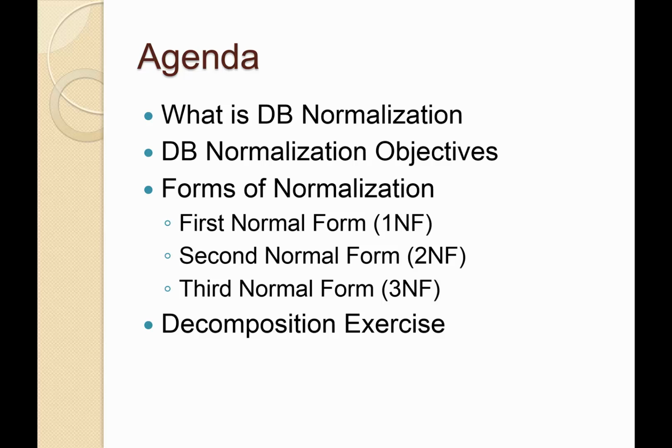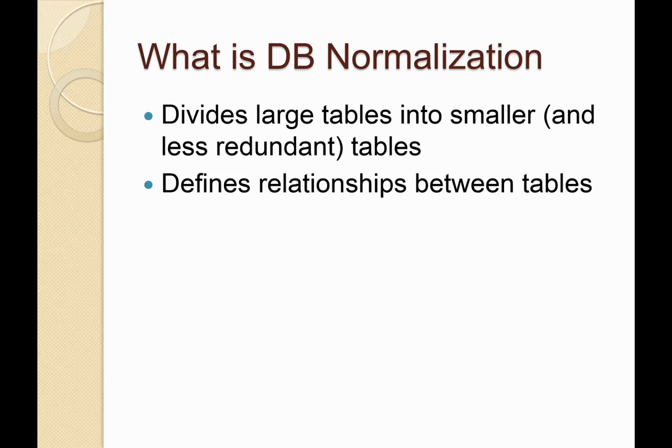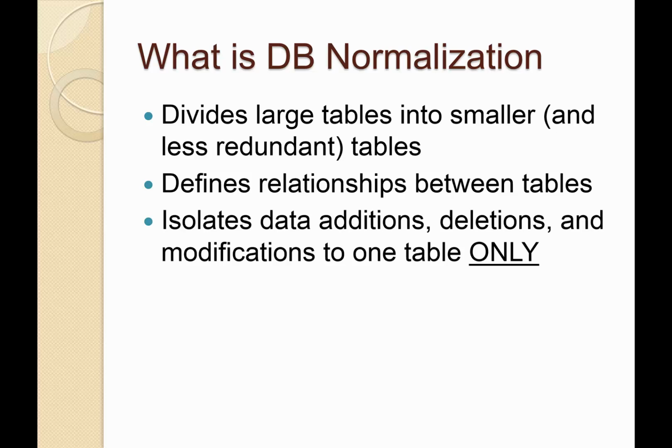So when we start looking at database normalization, we want to divide large tables into smaller and less redundant tables. This might be something that'll come in handy on your quiz. I believe it could be one of your quiz questions. And then you want to define the relationships between the tables. As you divide the larger tables into smaller tables, you still have to be able to preserve the data, and we'll do that through relationships.